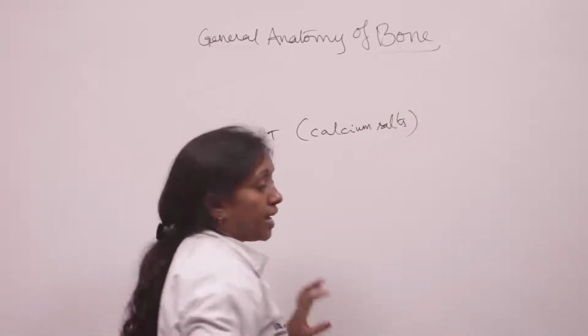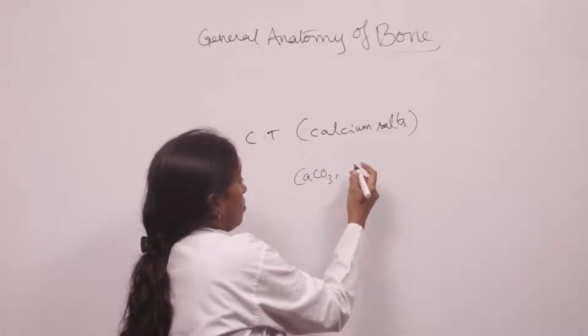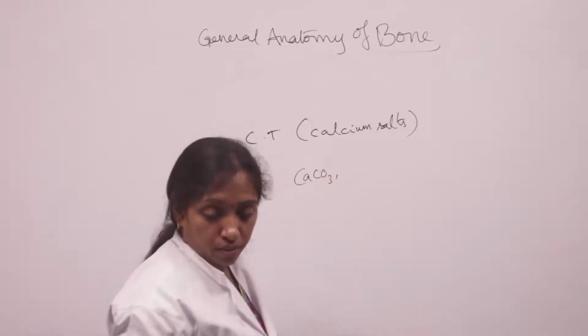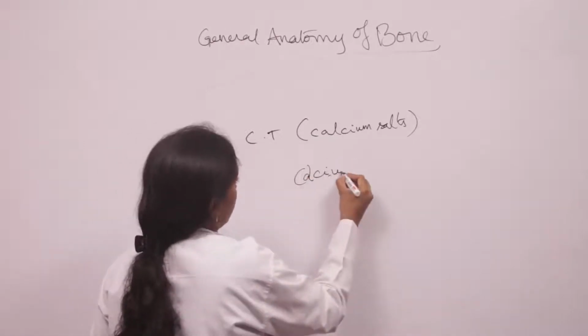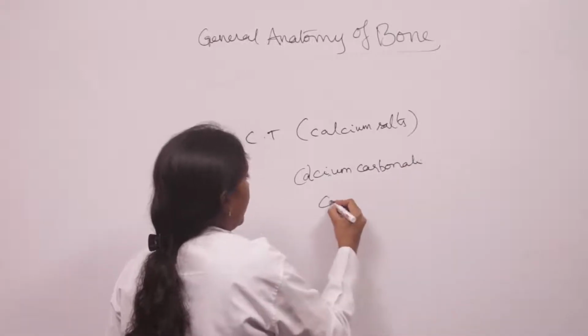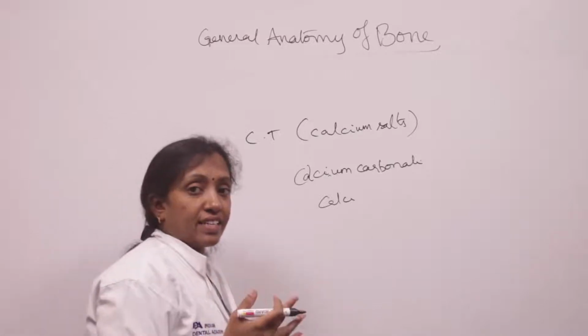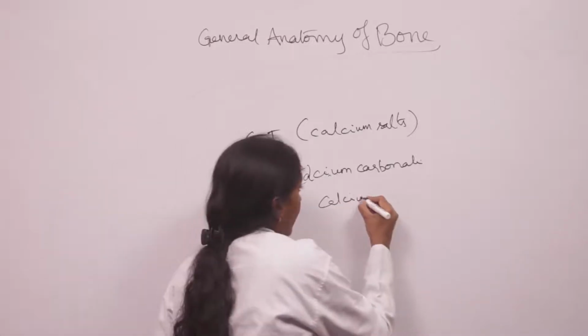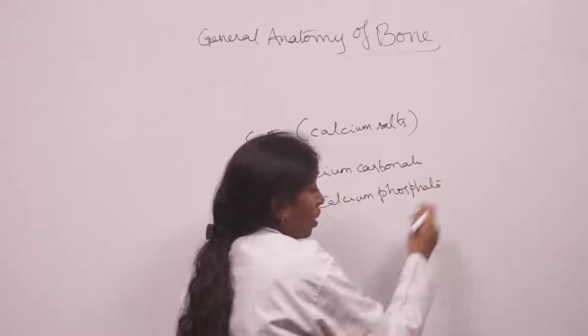The inorganic part consists mainly of calcium carbonate and calcium phosphate, and these calcium salts make the bone tough and rigid. The organic constituent of the bone is made up of collagen fibers.